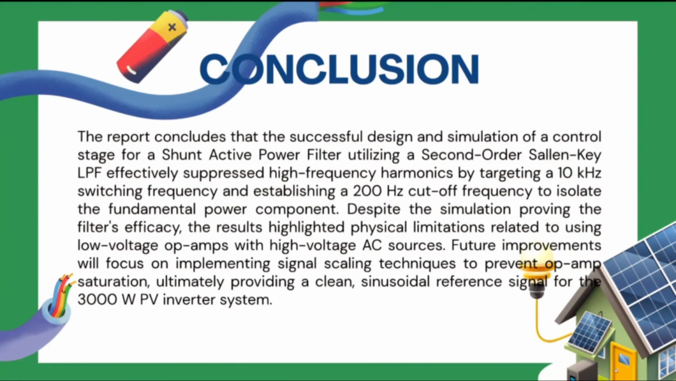Despite the simulation proving the filter efficiency, the results highlight physical limitations related to using a low voltage op-amp with a high voltage AC source. Future improvement will focus on implementing signal scaling techniques to prevent op-amp saturation, ultimately providing a clean sinusoidal reference signal for the 3000 W PV inverter system.